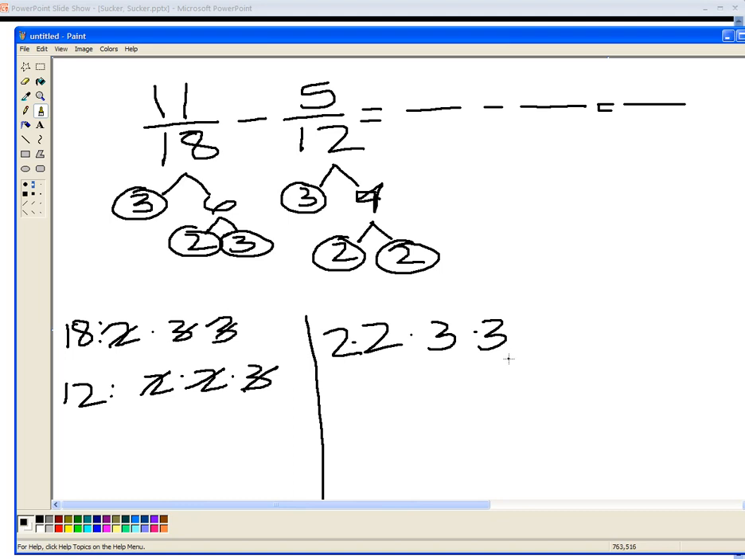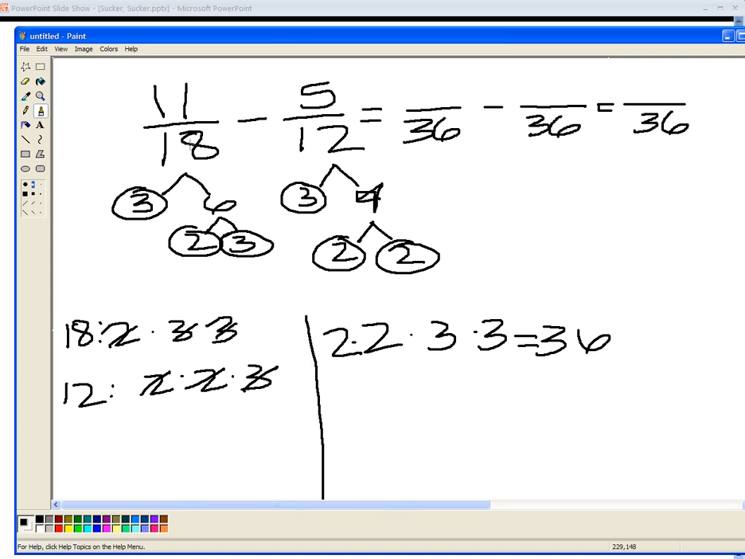I could really write it anywhere. I just stuck it there because I like to keep it tidy. So 2 times 2 times 3 times 3. I multiply those together. This is basically 4 times 9, which is 36. So my common denominator for 18 and 12 is going to be 36. Some of you who are good at doing math in your head could have figured that out yourselves. I'm not good at doing math in my head, so that wouldn't have been as clear to me. So 36 is your common denominator.